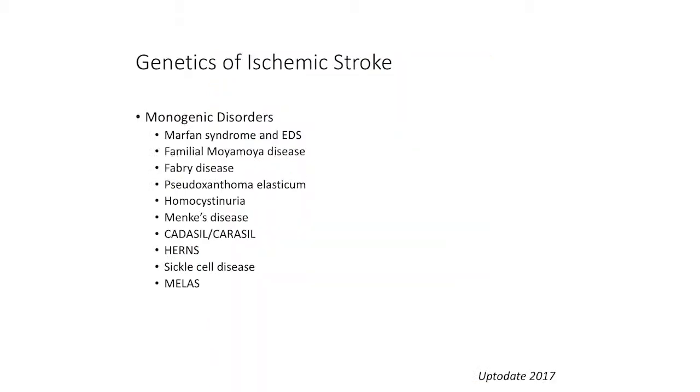The genetics of ischemic strokes, like the monogenic disorders like Marfan's, CADASIL, CARASIL. CADASIL is... Does anyone know what CADASIL is before I start rushing through? Anyone? Okay, so CADASIL is cerebral autosomal dominant arteriopathy with subcortical infarcts and leukoencephalopathy. And autosomal dominant means it runs in families.